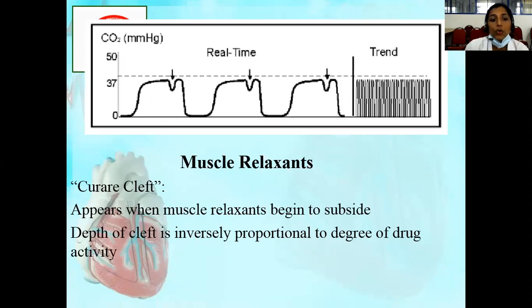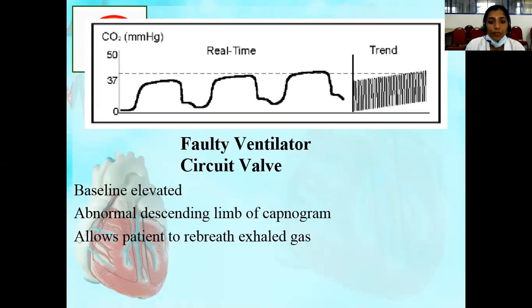And this is a curare cleft, which appears because we give muscle relaxants during general anesthesia. During the intraoperative period, when the patient is coming out of the effect of the muscle relaxant and some amount of spontaneous breathing starts coming, this curare cleft can be used to detect that. And this is a guide for us that we should top up the patient with the next dose of muscle relaxant.